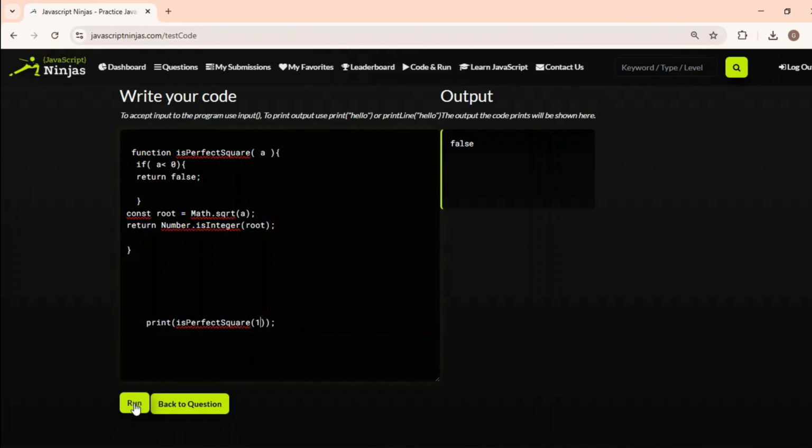So yep, our code is working perfectly. It correctly identifies which numbers are perfect squares and which ones are not, just like we expected.